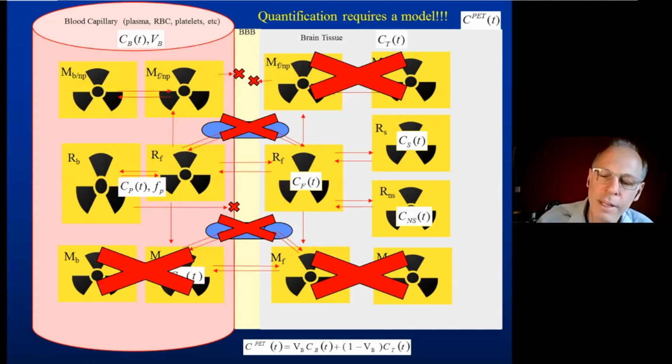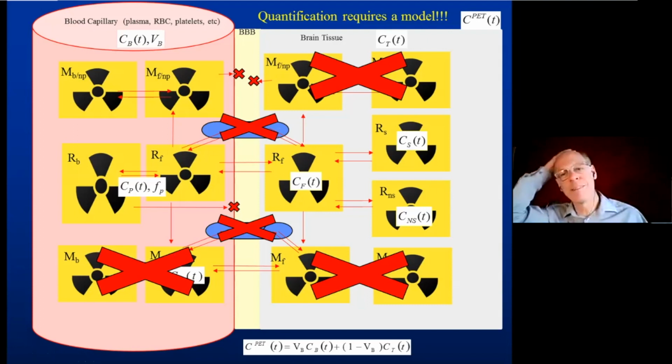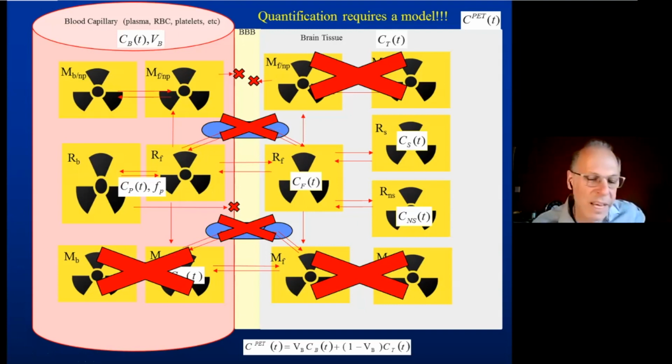So now we can use compartments, and we can describe the concentration in each compartment with a function. And each compartment will mean the state of binding of the radioligand. So we have a compartment for free radioligand, we have a compartment for specifically bound radioligand, and we have a compartment for non-specifically bound radioligand.